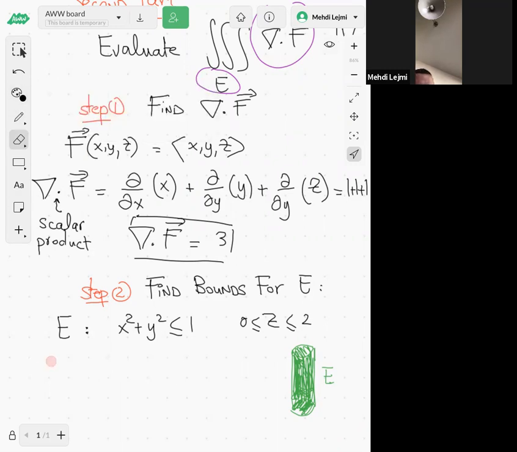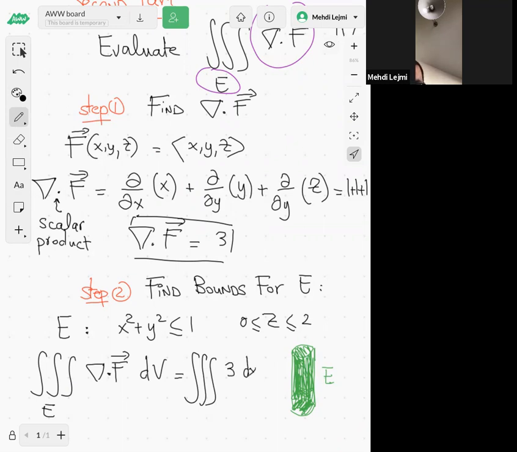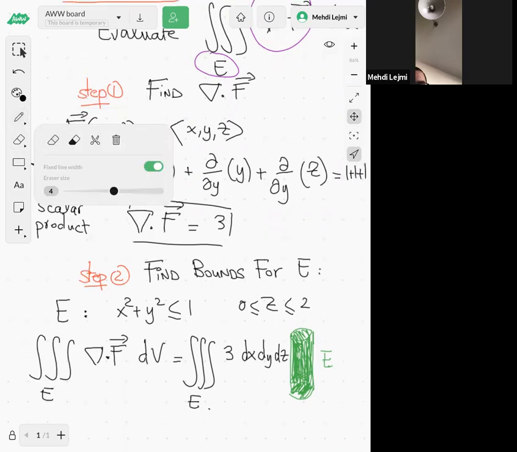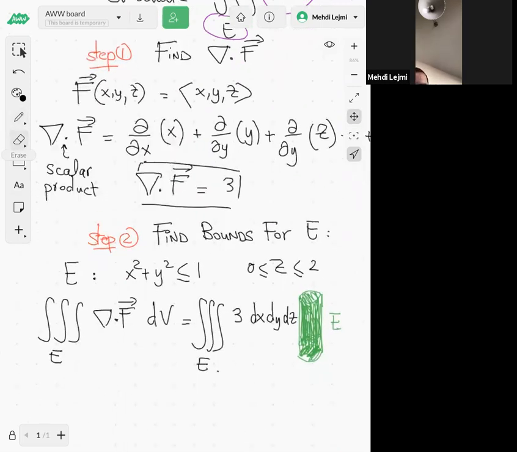So the triple integral over E of the divergence of f dV. Using x, y, z, the divergence of f was 3. The volume element is dx dy dz, and of course this is over E, which is the inside of the cylinder.